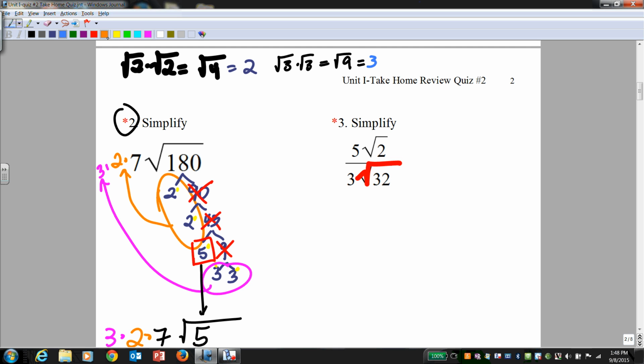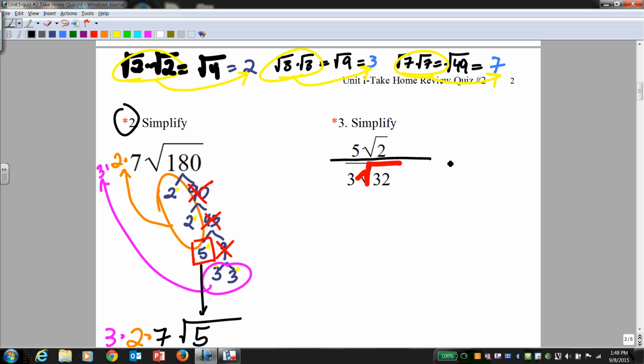Do you see the pattern? Root 2 times root 2 is 2. Root 3 times root 3 is 3. I did this. Root 7 times root 7 would equal root 49, which is just 7. So the rule here is any radical times itself is just the number. Unlock the radical. So you want to get rid of that radical when it's in the basement.